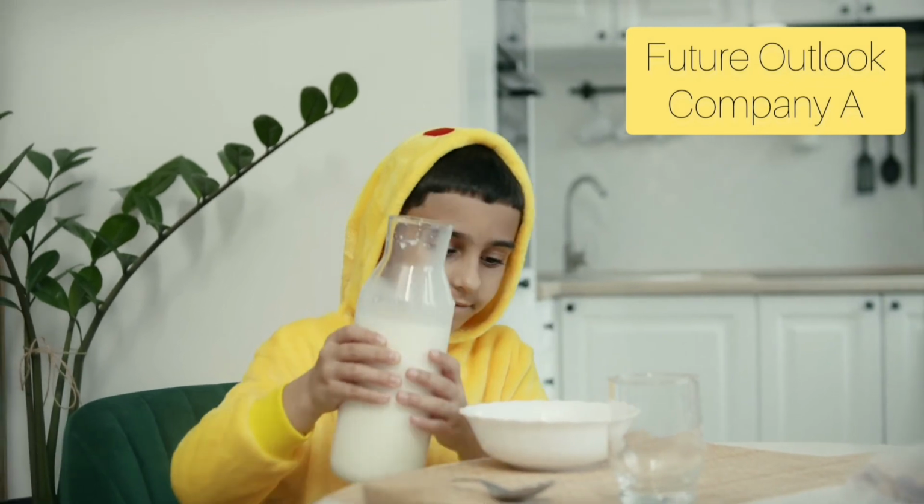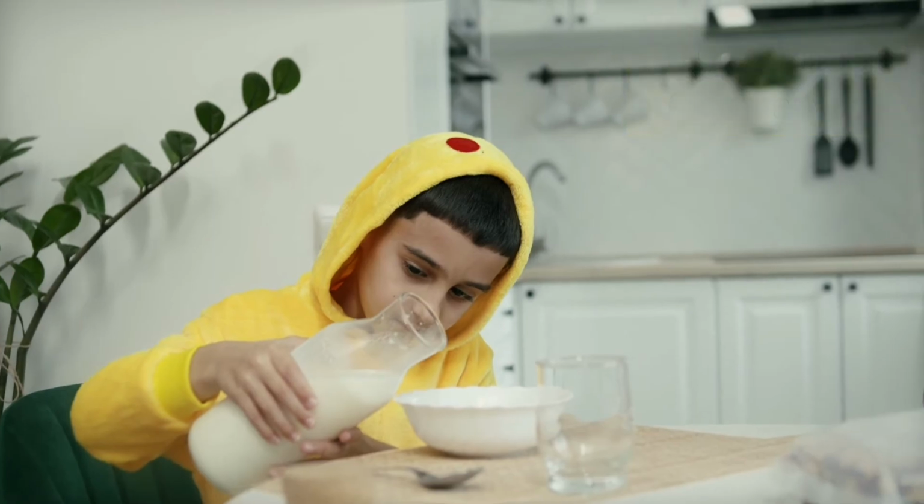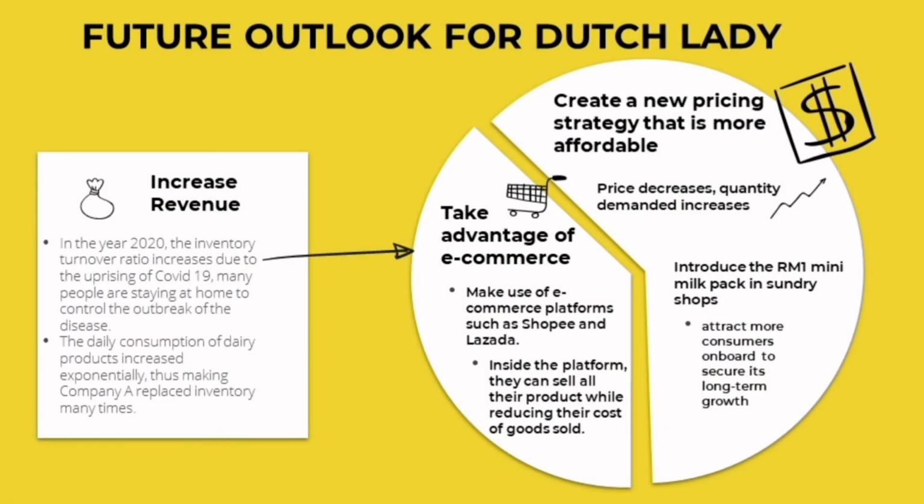Moving on, let's go through several suggestions on improving the future outlook for Company A. First, increase the revenue. Company A can implement one of these ideas to raise their revenues. Number one, it can create a new pricing strategy that is more affordable. If the price decreases, the quantity demanded increases.